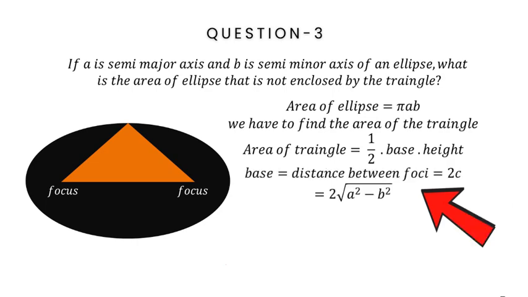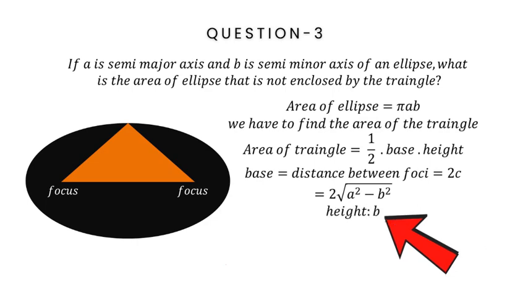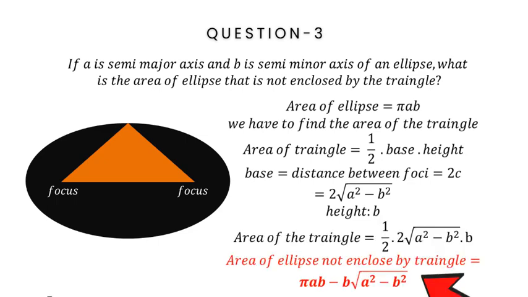Base is equal to the distance between foci, which is equal to 2 times C, which is equal to 2 times square root of A squared minus B squared. Height is equal to B. Area of the triangle equals half times 2 times square root of A squared minus B squared multiplied by B. Therefore, the area of the ellipse not enclosed by the triangle equals pi times AB minus B square root of A squared minus B squared.